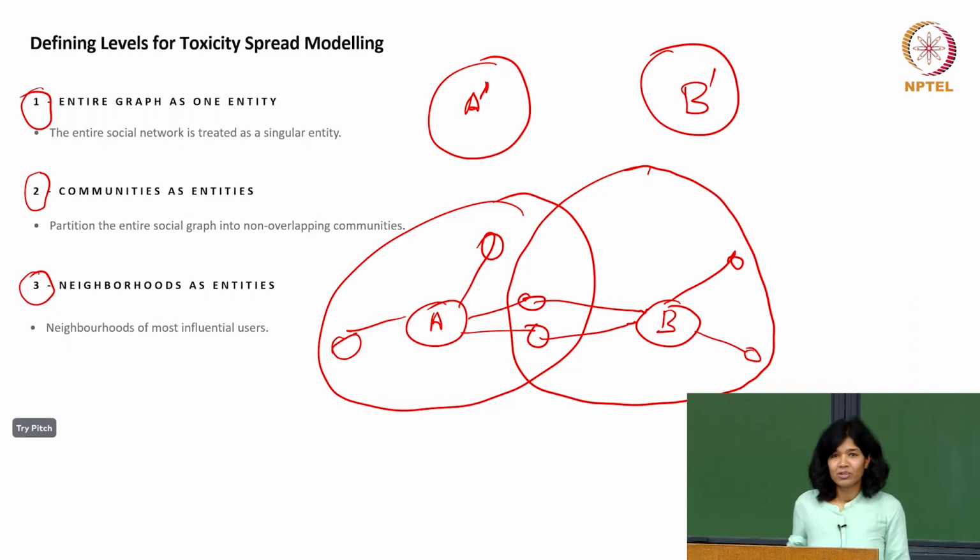Anybody? Number of common neighbors. So you might want to normalize, right? So this is like we are creating a graph between these entities.